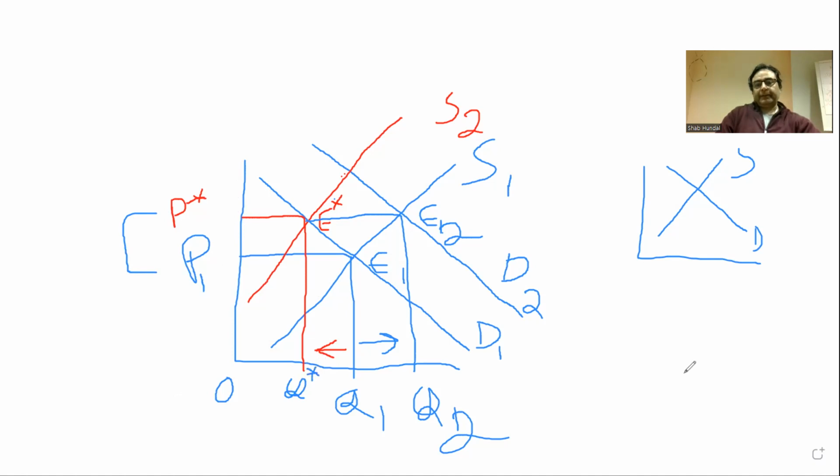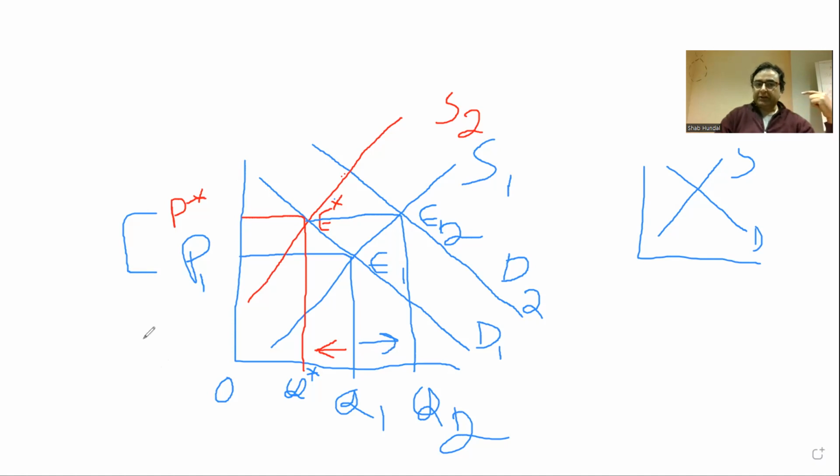And now you see the difference. Inflation is the same, P1 to P star. That is the inflation, that is the increase in the price. But in one instance, when the demand increases, when it's a demand pull inflation, there is one good news: income, output, employment increase.